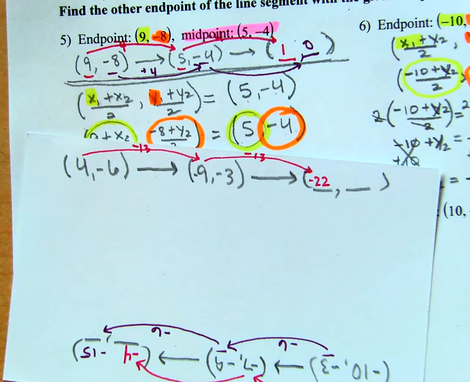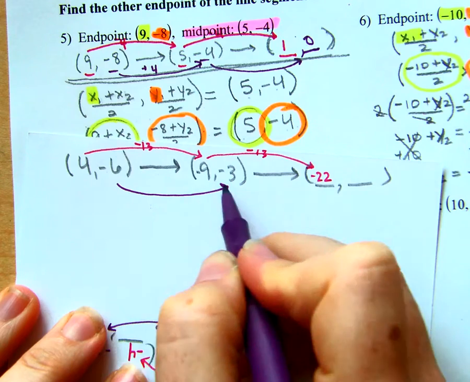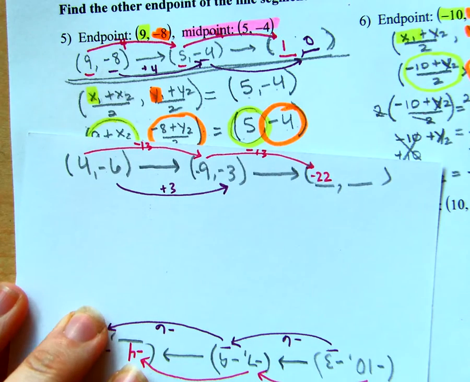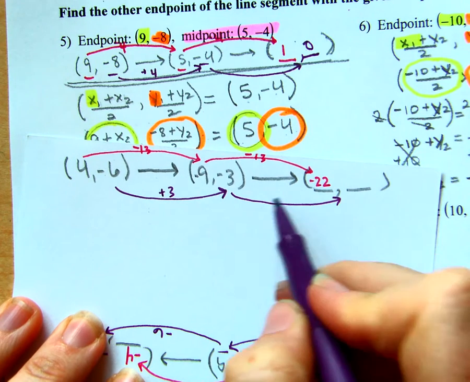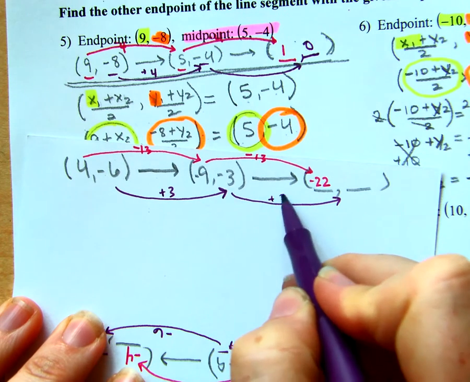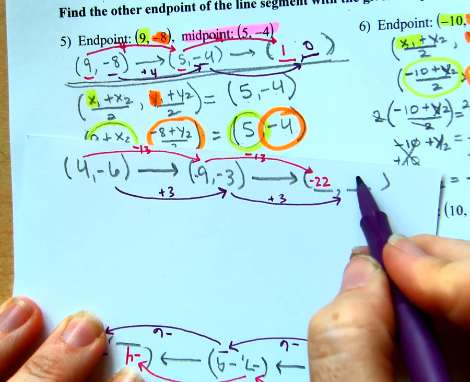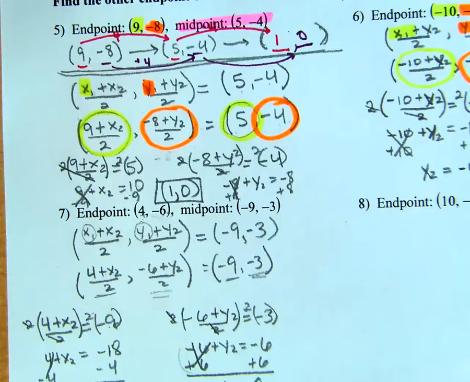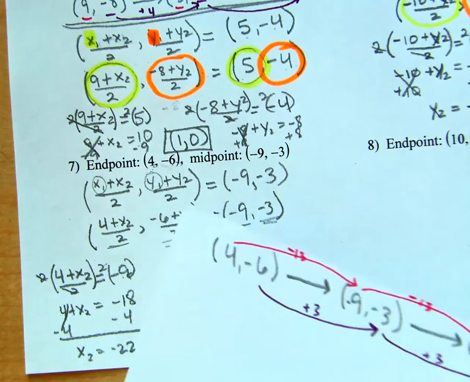And then if I look at it this way, I actually increased this time. I went from -6 to -3, so I actually increased by 3. I went right 3. So I need to go right 3 on the other side of it then. So if I'm at -3, I increase 3, or go to the right 3, I'm now at 0. And so I got the same -22, 0 that I got using algebra.